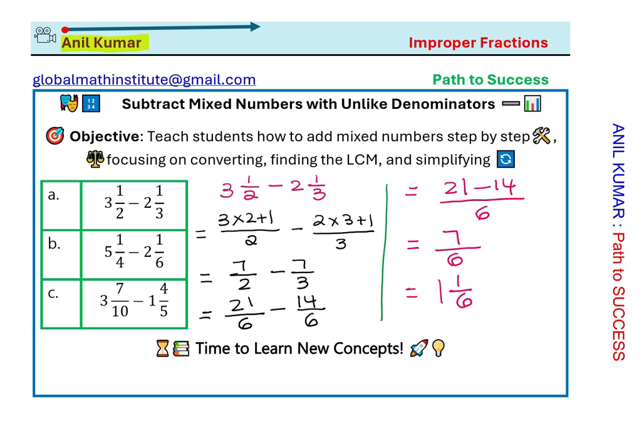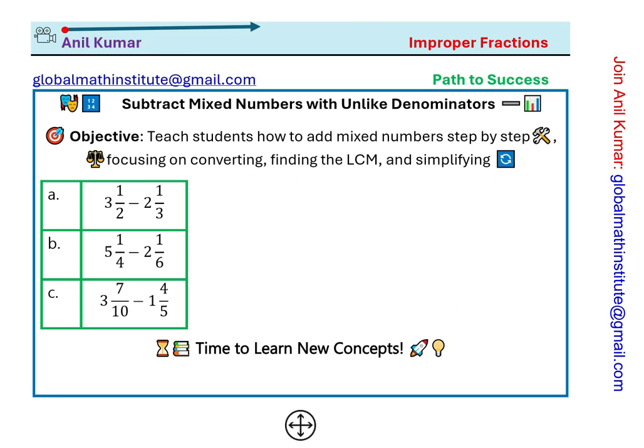Okay, great. So we got the very first one. I hope you have understood the strategy, correct? Follow this process and do the other two. Now, let's take the next example, which is B. And this time we are going to do 5 1 over 4 and we'll subtract 2 1 over 6.